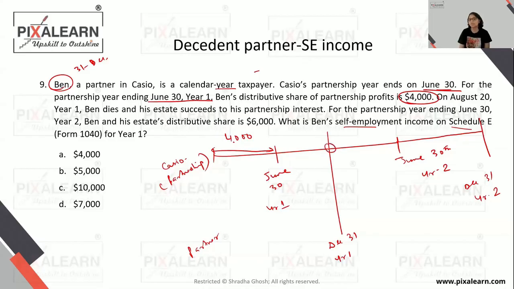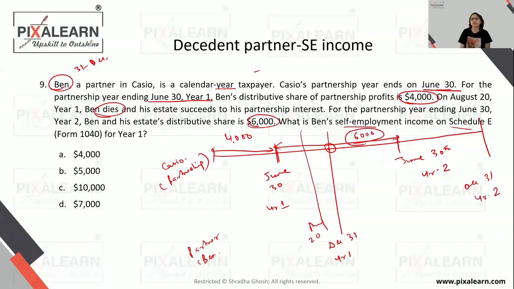August 20th year 1, that means the same year. So this is Ben, okay? Somewhere around August 20th, Ben dies and his estate succeeds to his partnership interest. The money goes to the estate. When you do inheritance taxes, you will see that the moment a person dies, immediately the property of that person vests in the estate, and there's an executor. For the partnership year ending June 30th year 2, Ben and his estate's distributive share is $6,000. Now from this period, the company earned 6,000. That means Ben's portion of the money that he has been earning is 6,000.